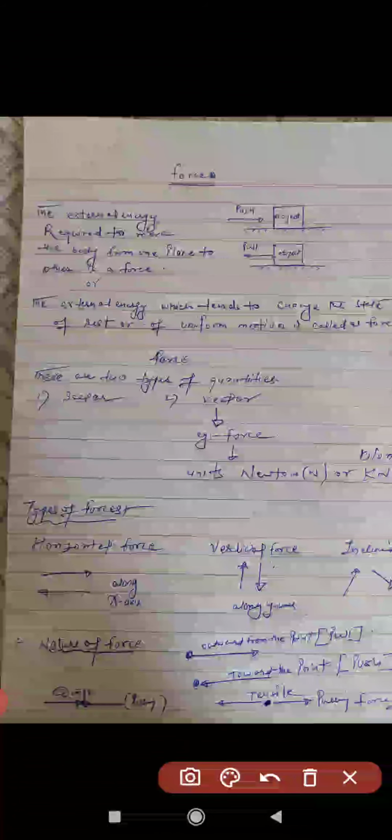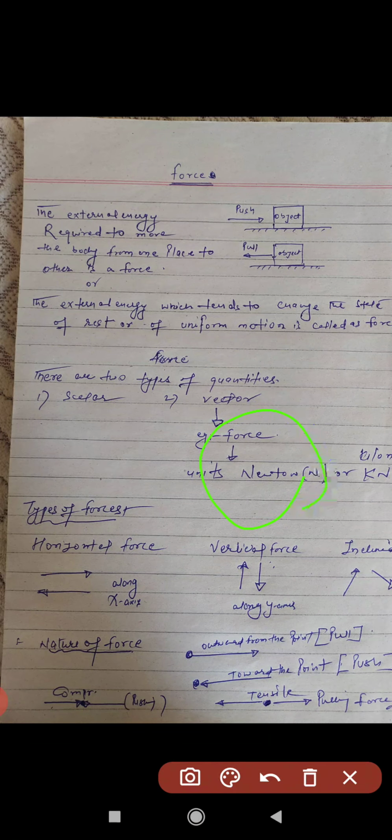The unit of force is very important, that is Newton. Newton is the unit of force, and kilonewton is a bigger unit of Newton. Kilo means thousand, so a thousand newtons is a kilonewton. You can write it as kN, kilonewton, and Newton is a unit of force.